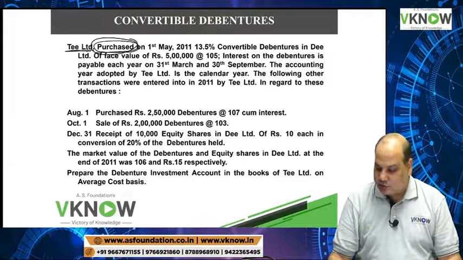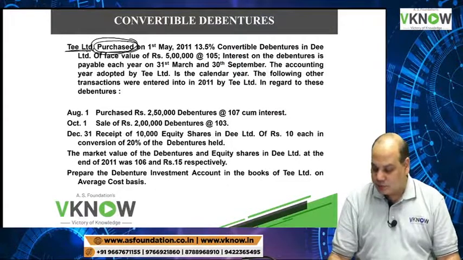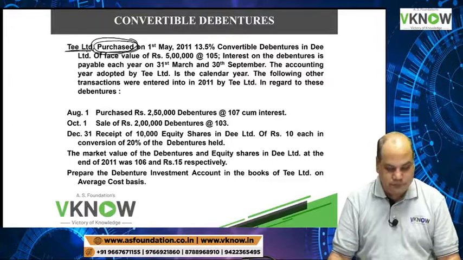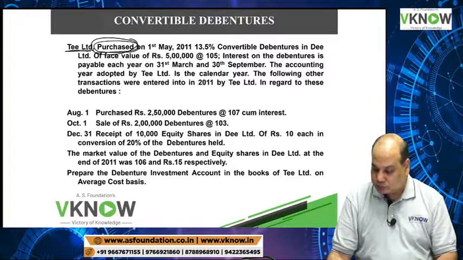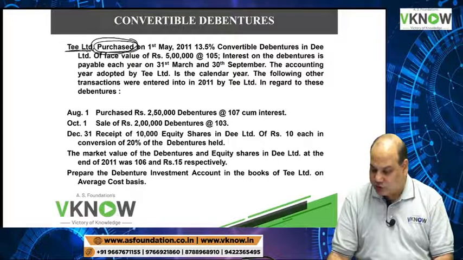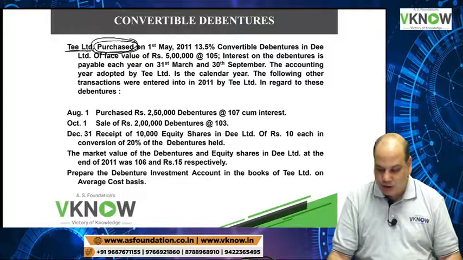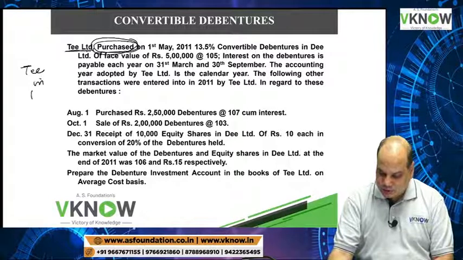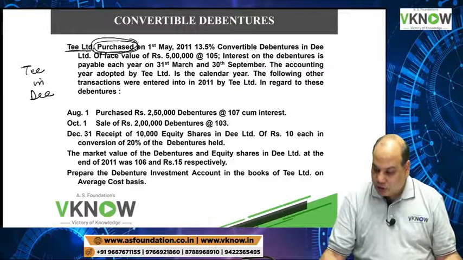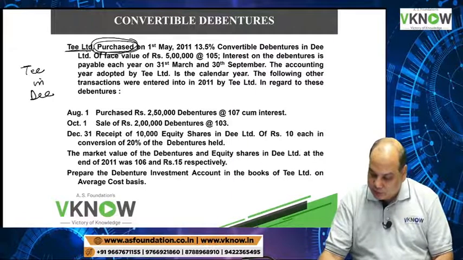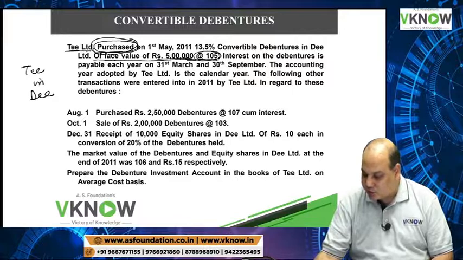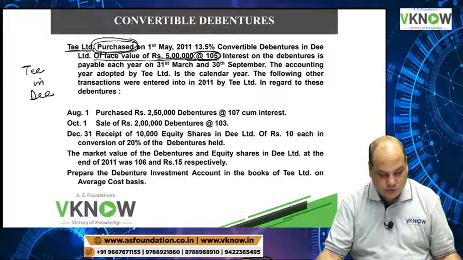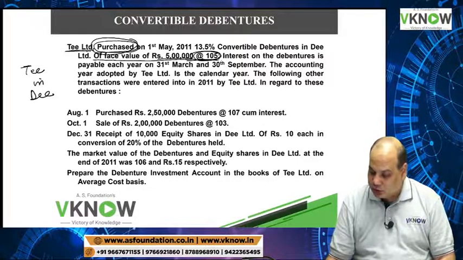T Limited purchased on 1st May 2011 13.5% convertible debenture in D Limited. T in D, what a name. Of face value 5 lakh. This is face value. At rupees 105. This is the cost. Now it is not given in the question.